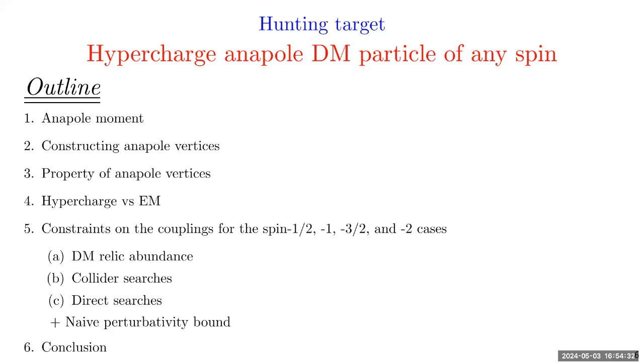And then finally, I'm going to show the constraints of the couplings for the spin 1/2 to spin 2 cases step by step about this experiment. And then additionally, as I told you, I'm going to add the naive unitarity bound. And finally, conclude my talk.